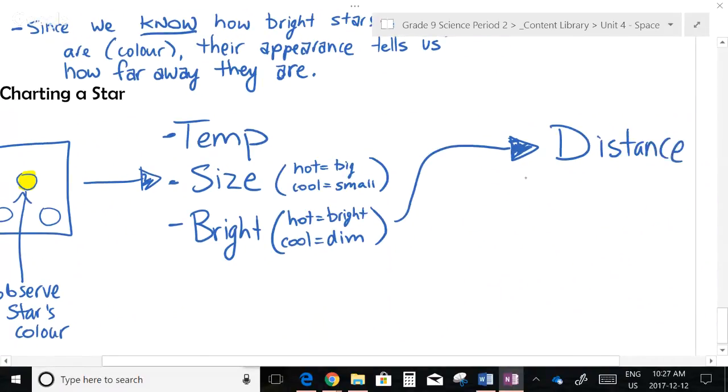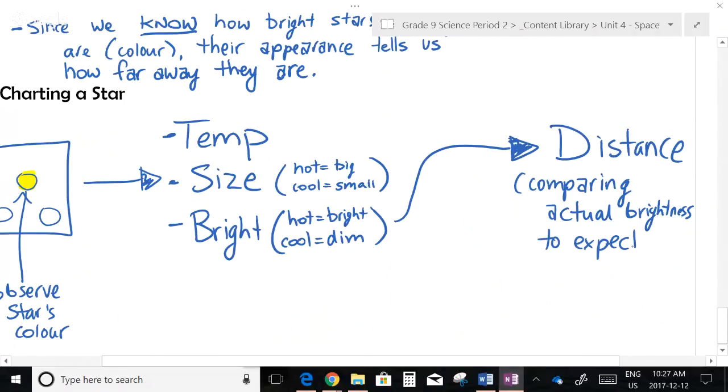And we do that by comparing actual brightness to expected.